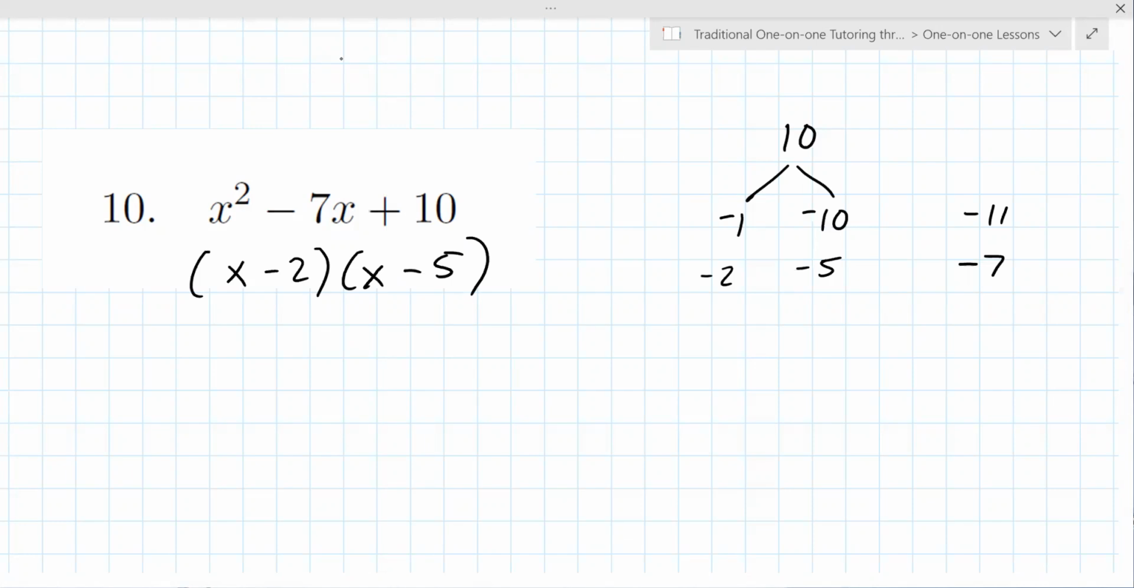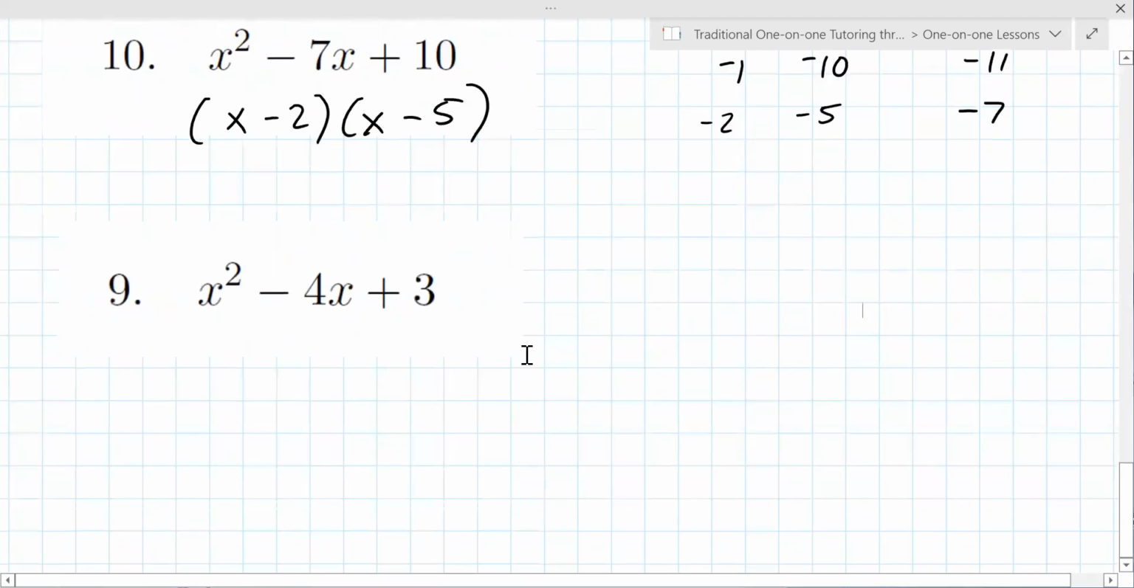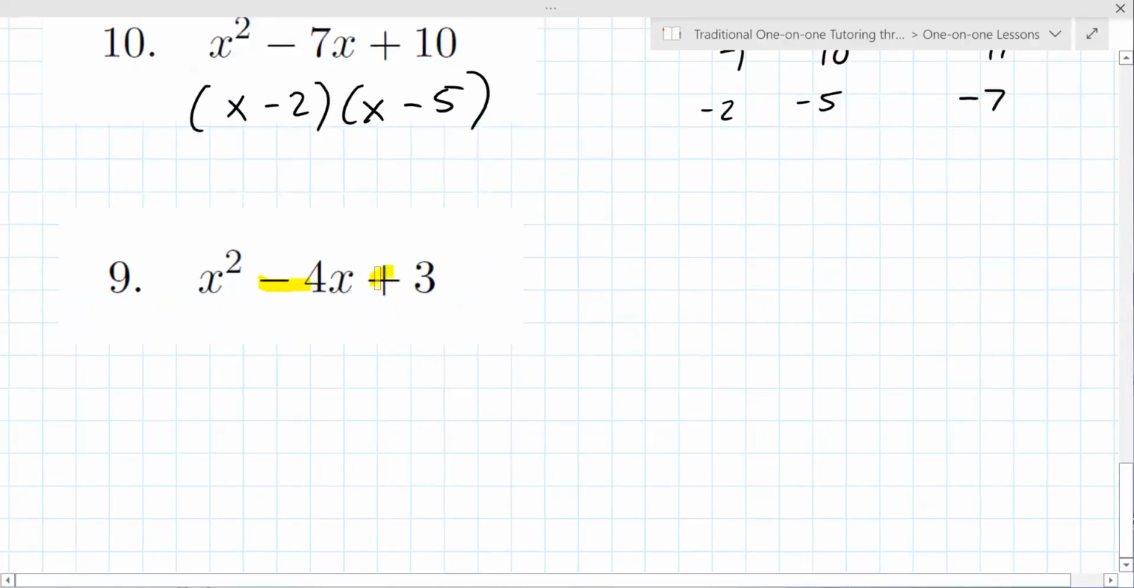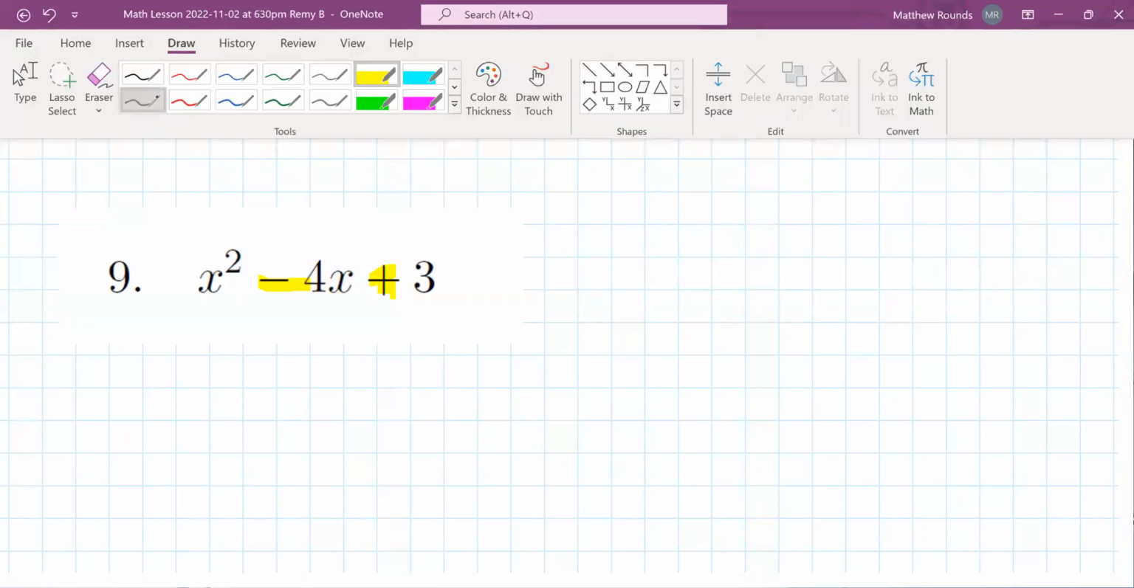All right. I got it down. Okay, so it's a new problem here. x squared minus 4x plus 3. What you have to start noticing with these problems is, oh, it's a minus plus. Minus plus means that they're both negative.